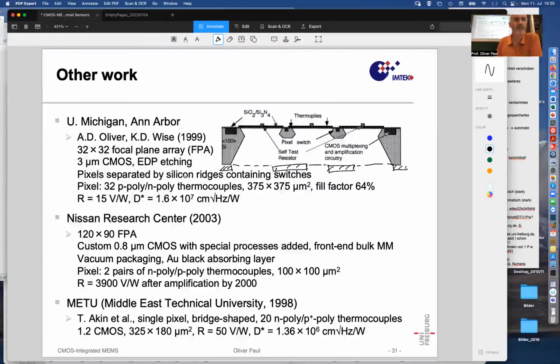And so in these silicon ridges, you see also some components, and it says switch. Yeah, so silicon can of course carry some microelectronics, and the switches to address these individual thermopiles, in order to read out individual thermopiles from these individual membranes, were integrated in that silicon infrastructure. 370 by 370 micrometer large pixels with 32 P polysilicon, N polysilicon thermocouples.